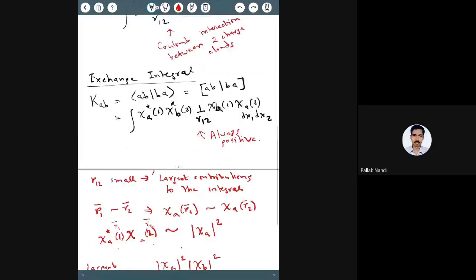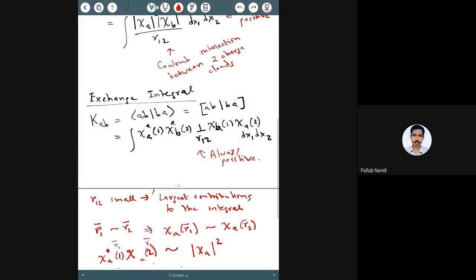Yes, ma'am. Yes. Yes, please. Yeah, ask. There is a condition that R1 is approximately R2. I mean, what does this mean when I hear the two charge clouds are very close to each other? No, this is not a... we didn't arrive at a charge cloud actually.